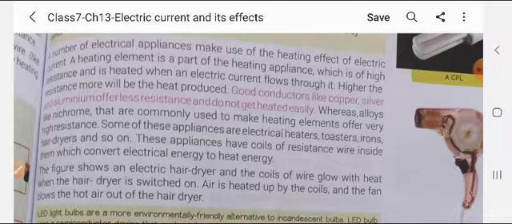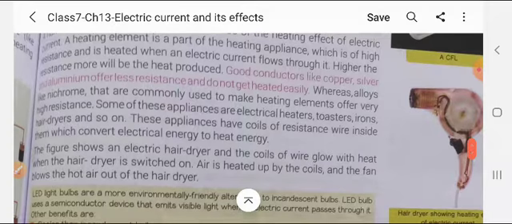Whereas alloys like nichrome are commonly used to make the heating element, mostly used in making the heating effect of the electric current, just like in a heater or an iron, with which you do the ironing of cloth. So it is made up of nichrome. Nichrome has a good resistance capacity. That's why the equipment that is used only by means of heating effects uses nichrome wire.